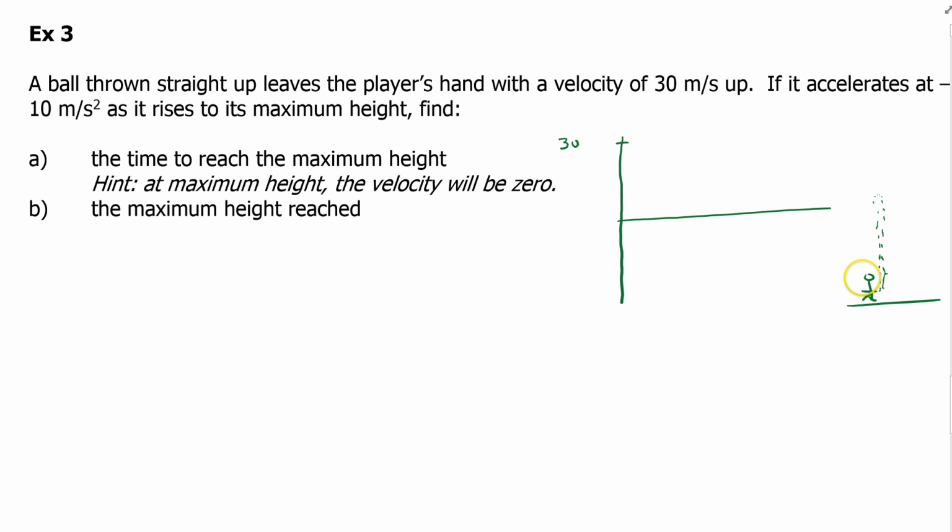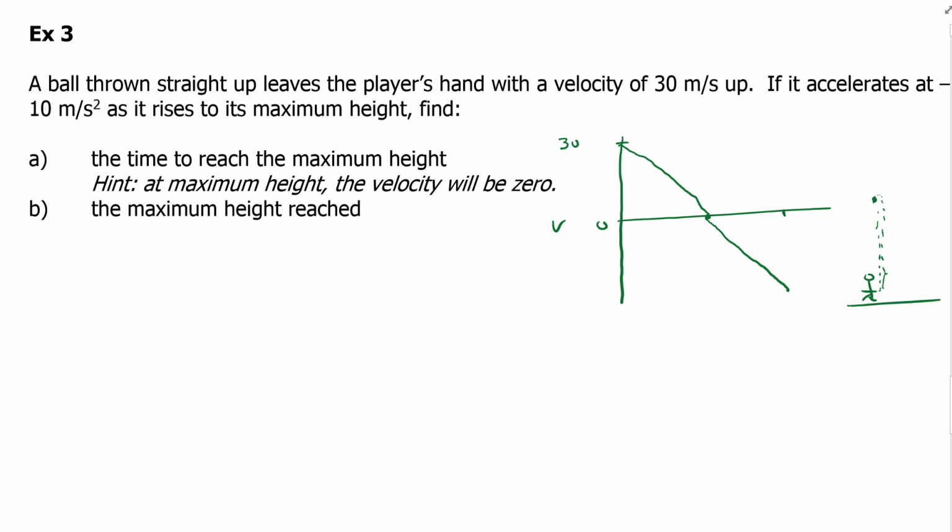At the beginning it's going to be going upwards at 30 meters per second, and then at its highest point here, that's when the velocity would be 0. And then as the ball accelerates downwards, it's going to come back to the person again. And so that's going to be at the end.